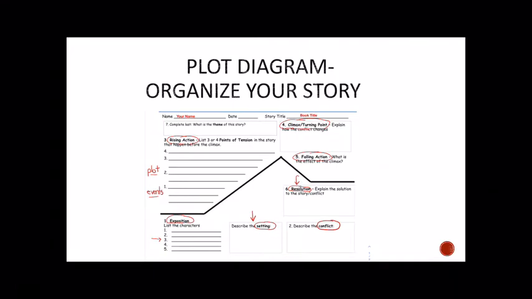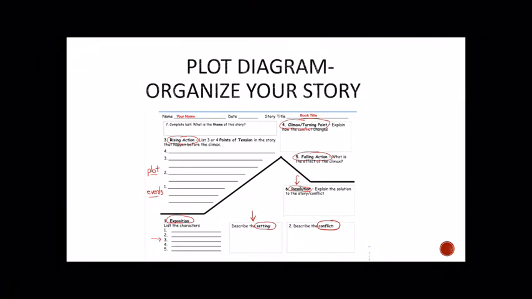Okay, so then you see the climax, the turning point, how the conflict changes. Then you see your falling action, probably fit a couple events in there, and then you see your resolution. How is this resolved? How did this all come in at the end?